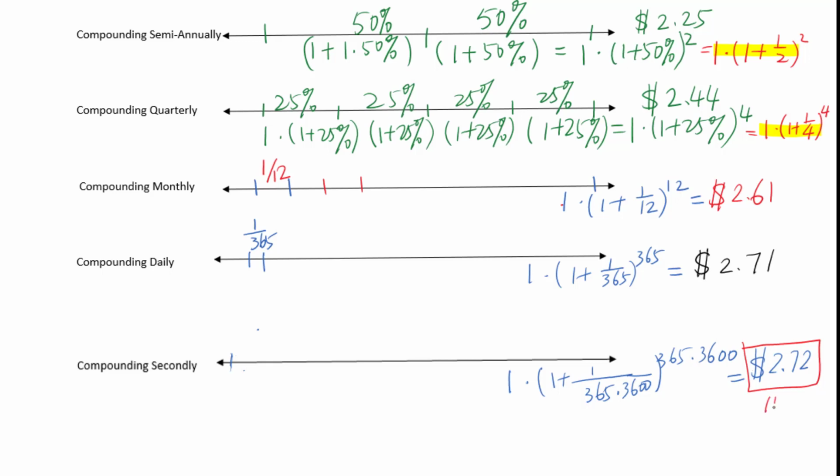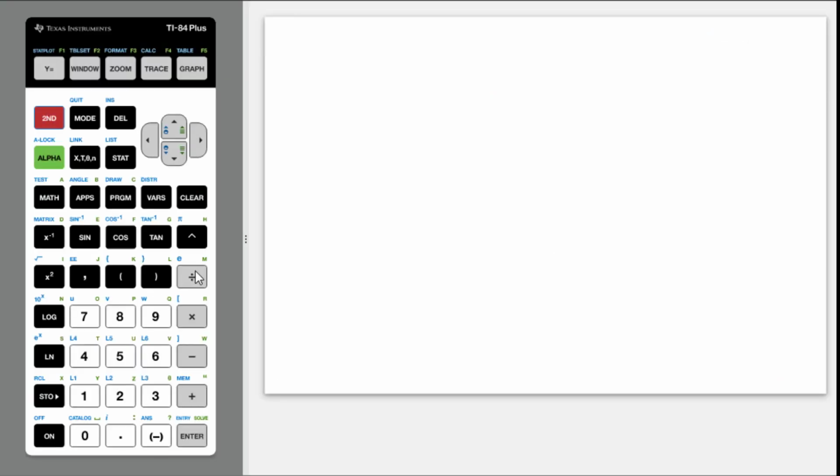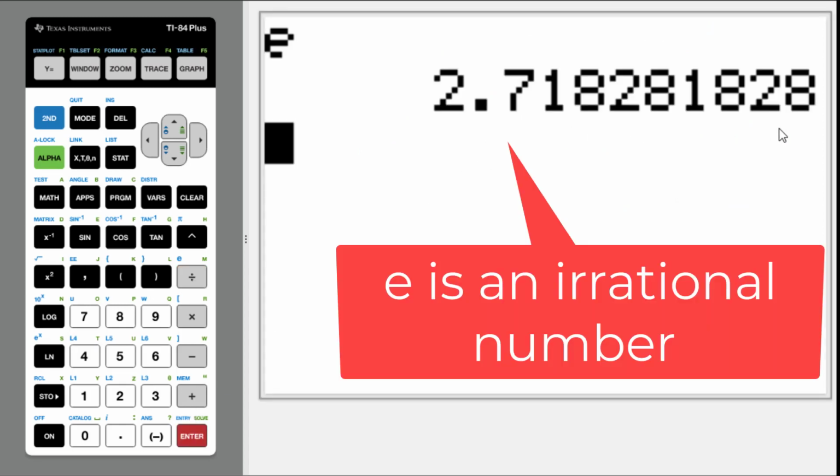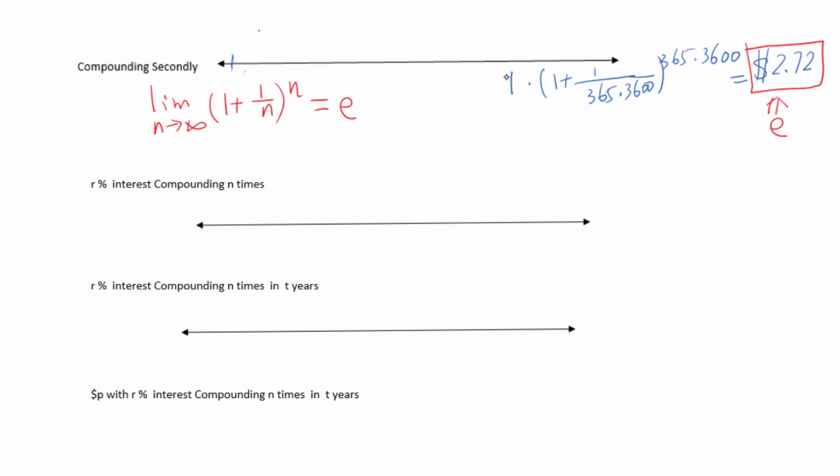This value basically is e. When the limit as n approaches infinity of 1 plus 1 over n to the nth power, this value will be e. Do the second divide, enter. This is e.